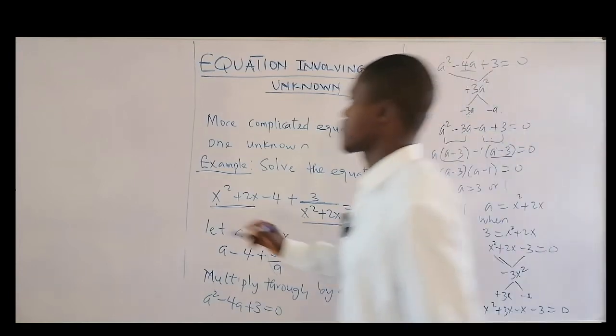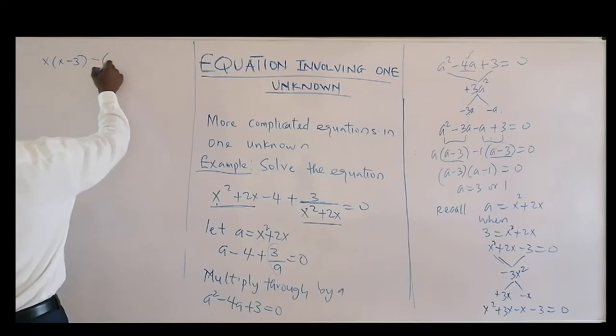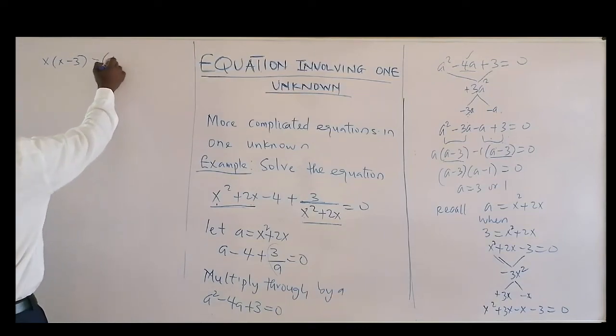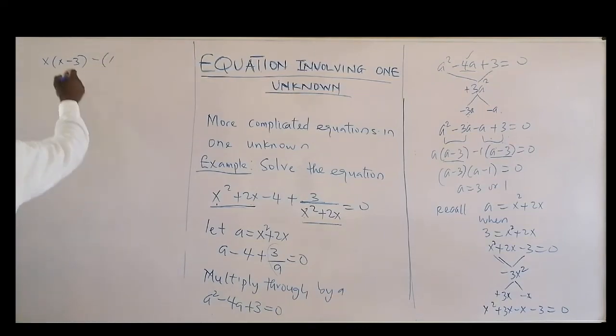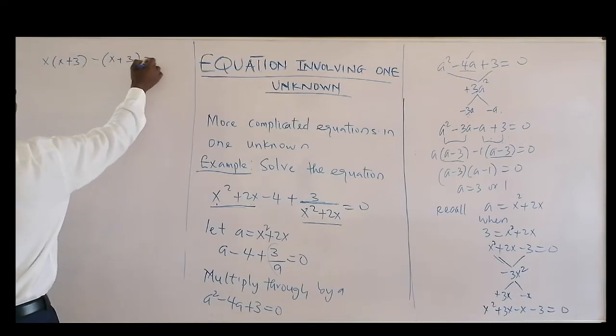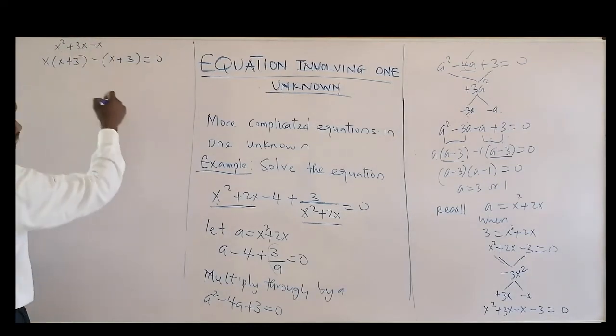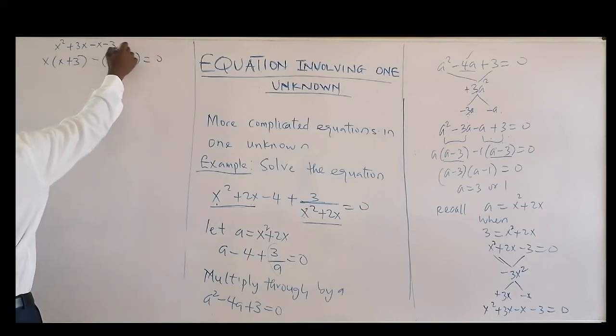Then begin to pair it. That will be x is common. That will be x minus 3 into brackets. 1 is common also. That is 1 times x plus 3 here. x plus 3 also here. So this is what we have. We have x squared plus 3x minus x minus 3 equal to 0.